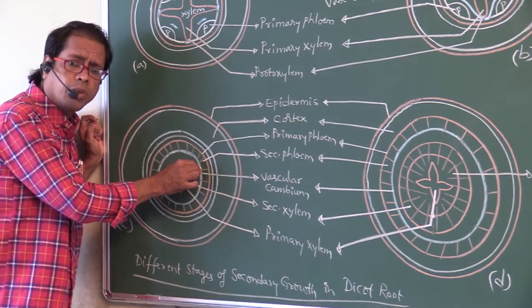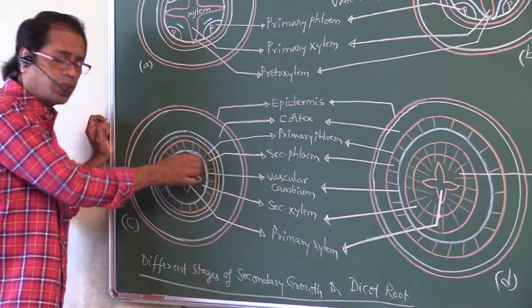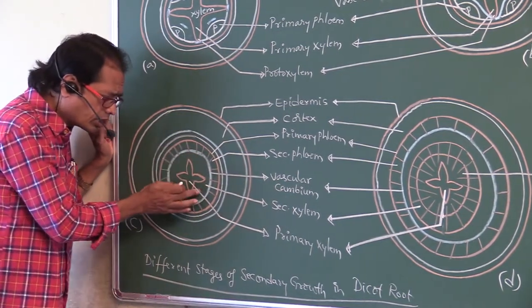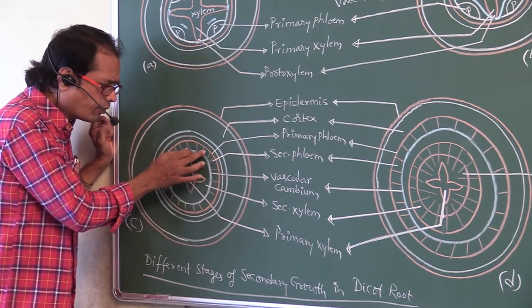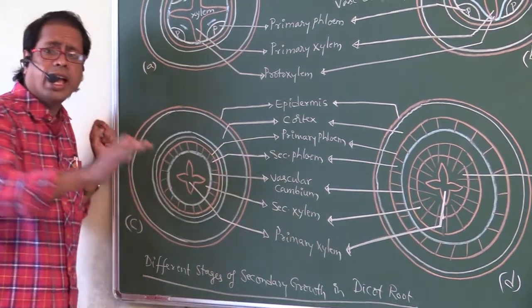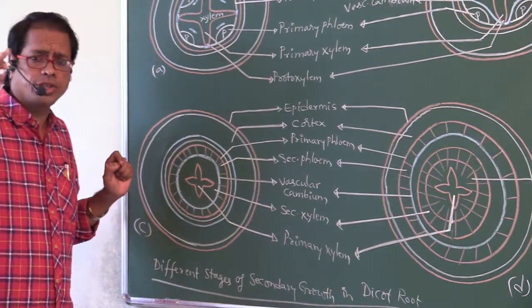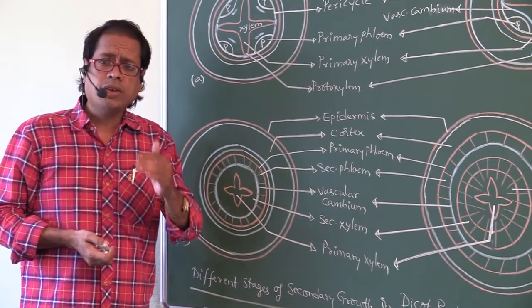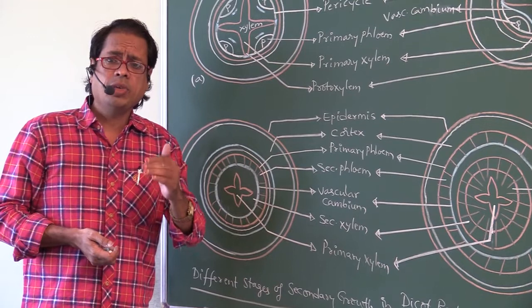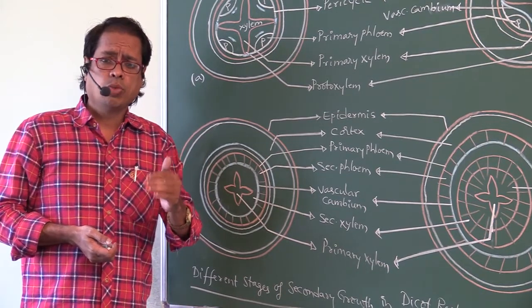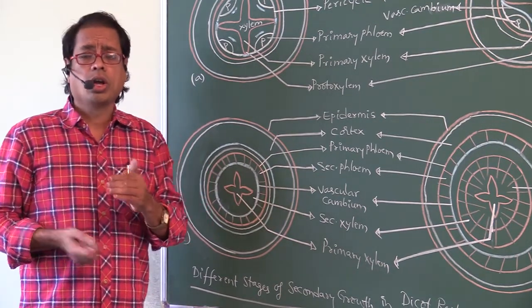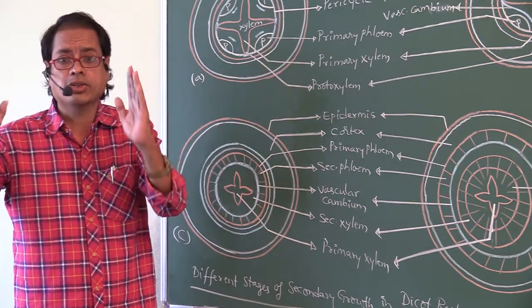This vascular cambium produces secondary xylem towards the inner side and secondary phloem towards the outer side, as in the case of dicot stem. So the same events occur in both dicot stem and dicot root after the formation of vascular cambium.